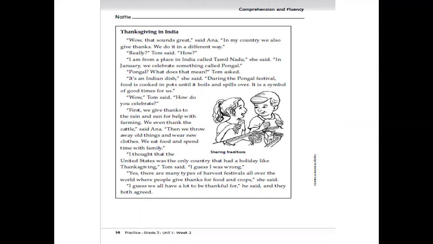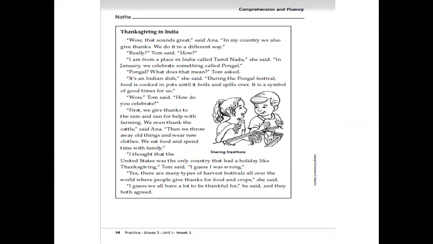Thanksgiving in India. Now we're going to read about Thanksgiving in India. Wow, that sounds great, said Anna. In my country, we also give thanks. We do it in a different way. Did you see they have a different way to give thanks? And we have a different way too.